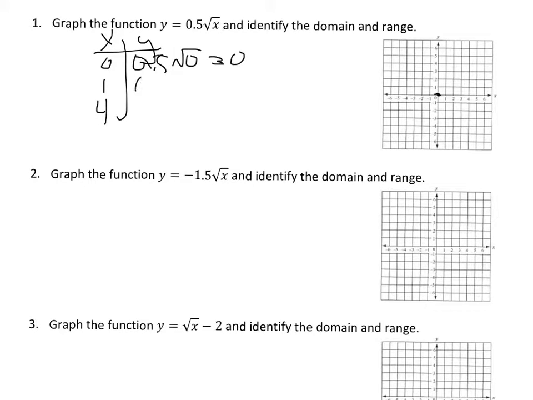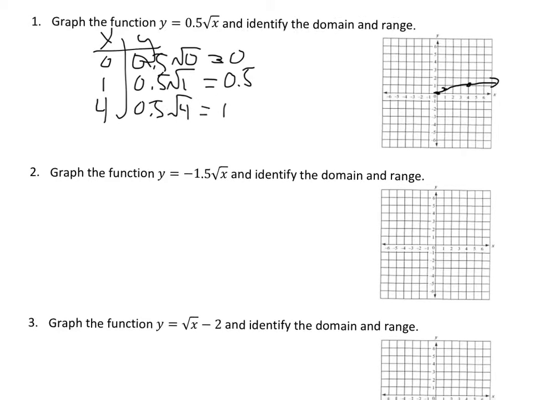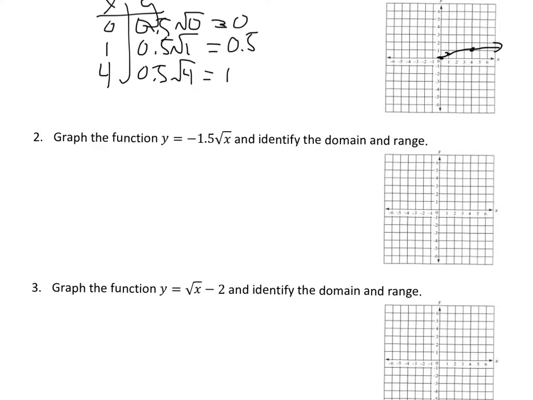For the second one, we have 0.5 times the square root of 1, which is 1 times 0.5, which is 0.5. So 1 and 0.5. And the last one, 0.5 times the square root of 4, is 2 times 0.5, which is 1. If you see this graph, it's shrunk a little bit. It's a little bit skinnier, and it's going to go to the right a lot quicker. And number 2, same idea.